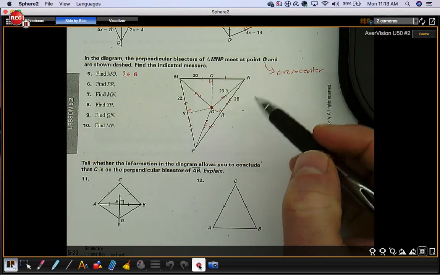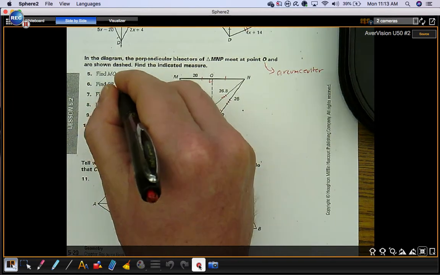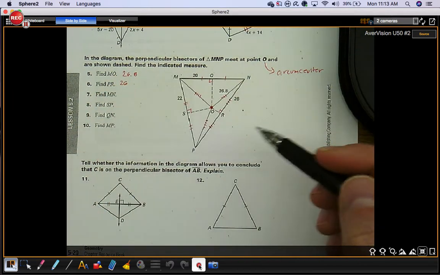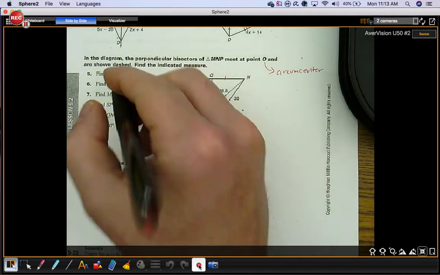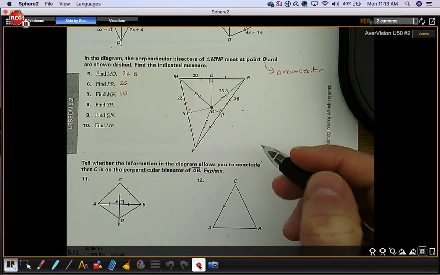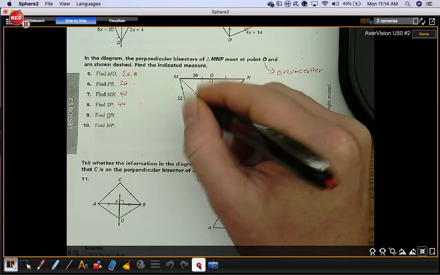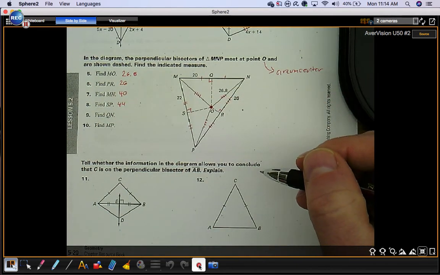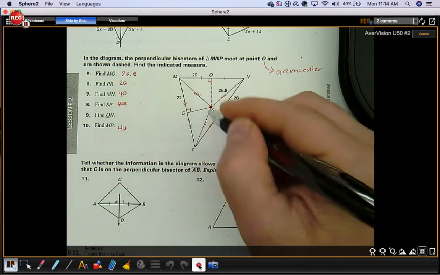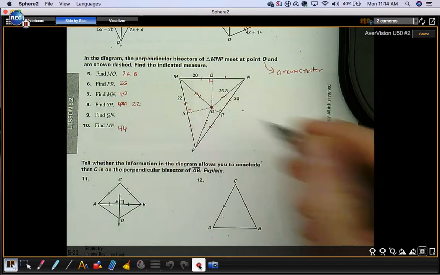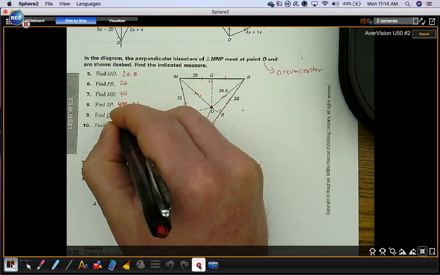Number 6, find the distance from P to R. Here's P, here's R. What's the same as this one? Number 7, M to N. This guy's 20, this guy's 20, so the whole thing is 40. S to P, 44. No, not 44. M to P is 44. Whoops. S to P is 22. Sorry about that. Number 9, Q to N, 20.